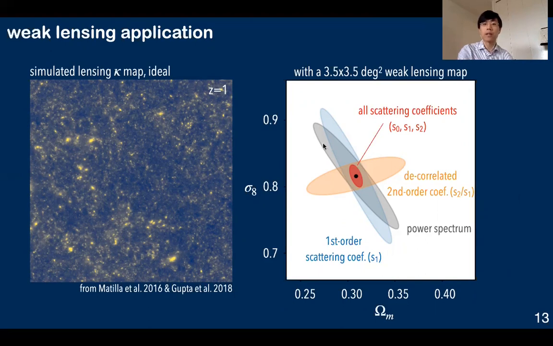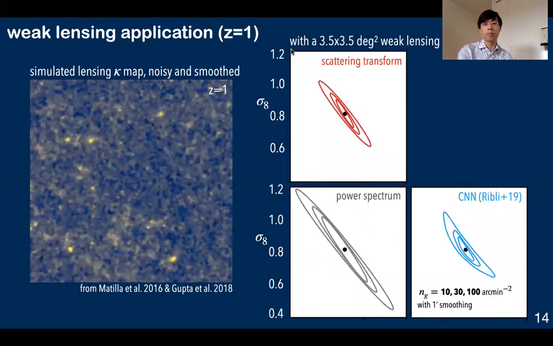The gray ellipse here is the constraint from power spectrum, and the blue one is showing constraint from first order scattering coefficient. They're very similar. But if we add the second order constraint, we see that improves, it breaks the degeneracy. So these results are for ideal noiseless convergence maps simulated from N-body simulations. Of course, if we add galaxy shape noise, all the constraints will degrade. But again, we see the scattering transform will provide a much tighter constraint than the power spectrum.